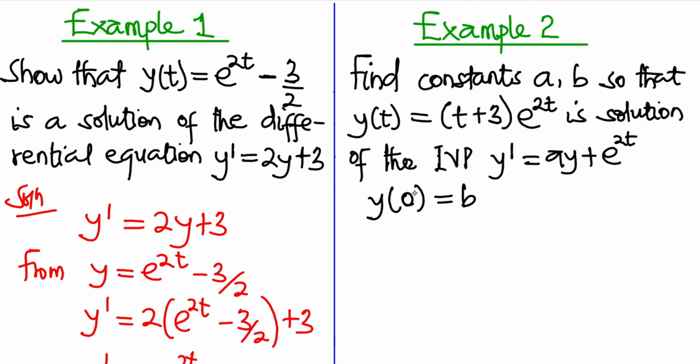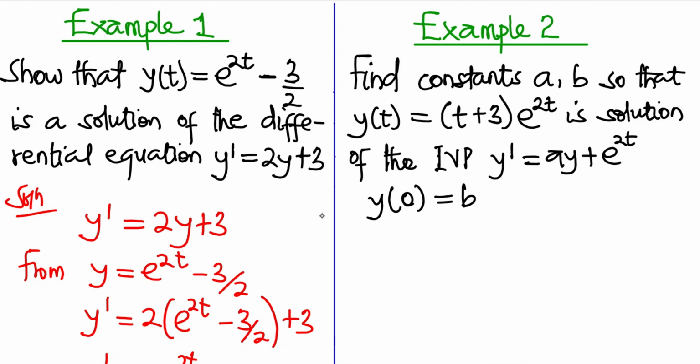So example 2 says, find the constants a, b so that y of t is equal to t plus 3 in brackets multiplied by 𝒂𝒚+𝒕 is a solution of the IVP, that is the initial value problem, y prime is equal to ay plus 𝒂𝒚+𝒕, giving the IVP as y of 0 is equal to b.